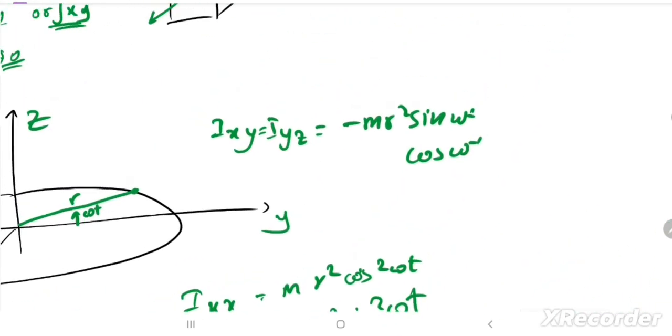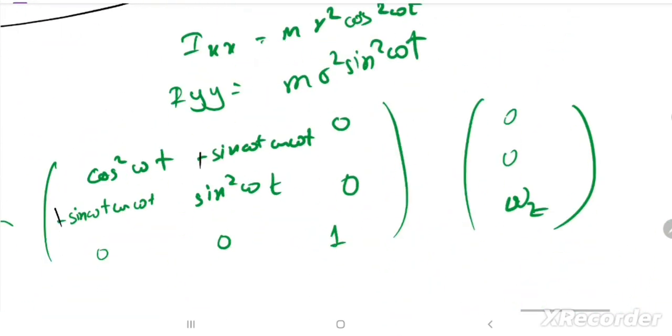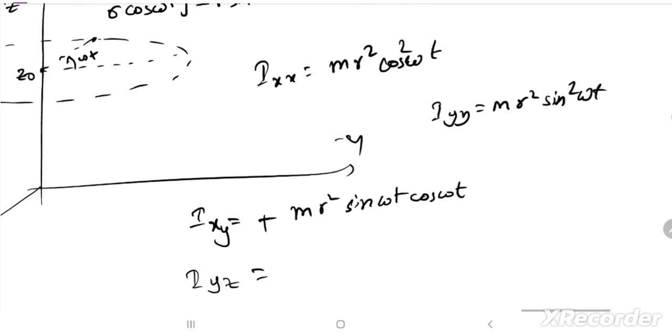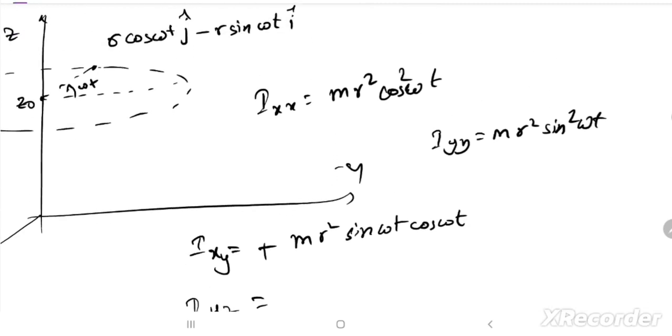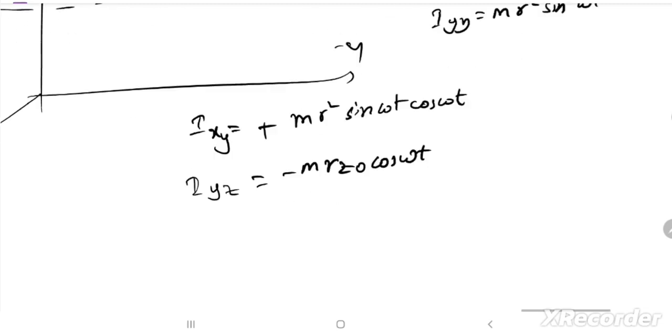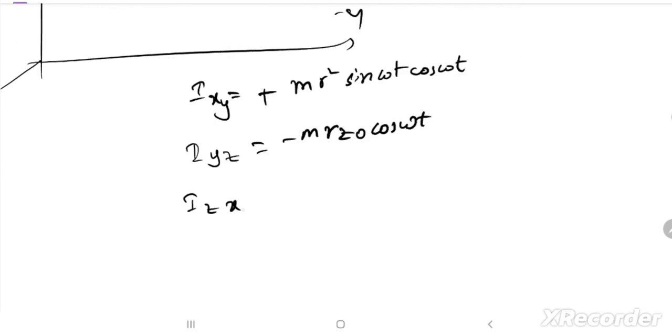Yeah, here also it will be a positive one, because we consider a negative sign while doing the Ixy, Iyz. So Ixy is equal to m r square sin omega t cos omega t. What will be Iyz? Iyz will be minus m r z naught cos omega t, and Izx is equal to minus plus m r z naught sin omega t.